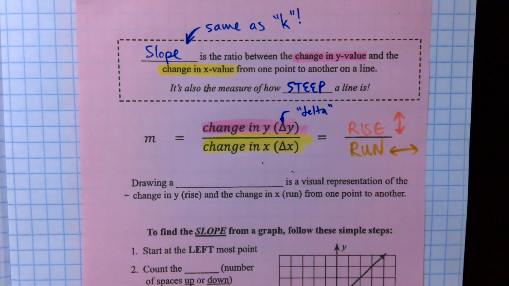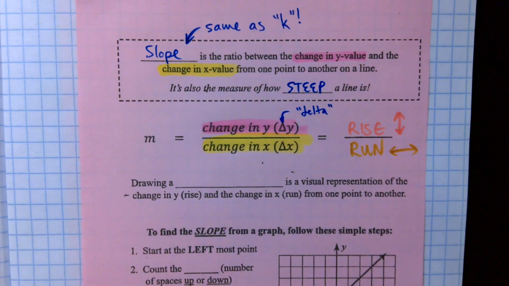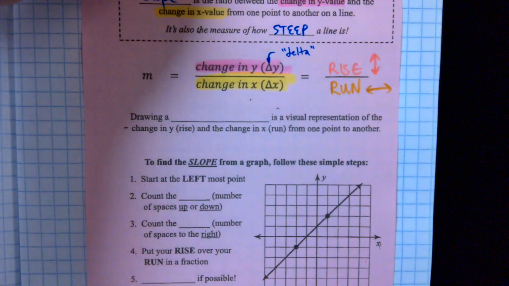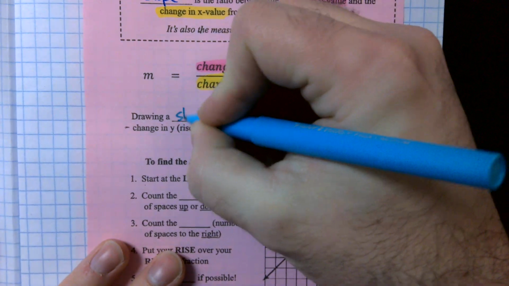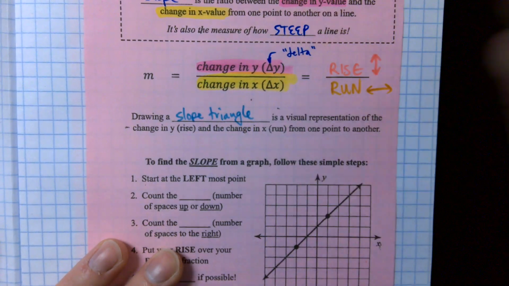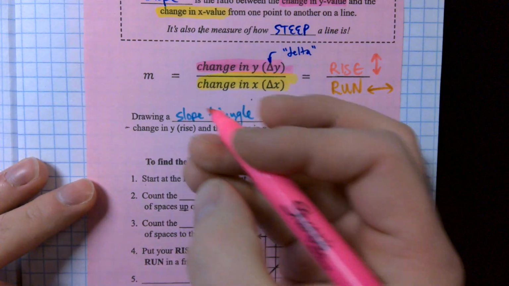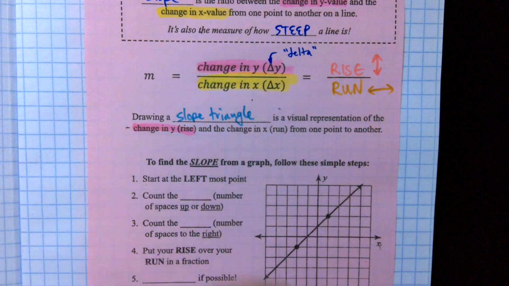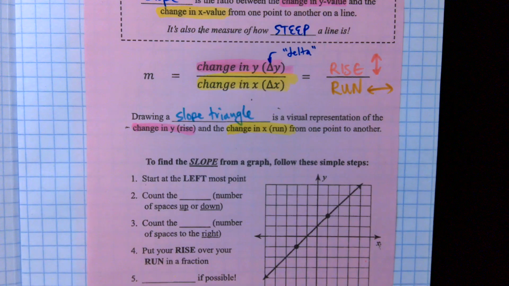Right. So rise is going up and down, run is going left and right. On a graph, we're going to need to know the difference between those two. So when I draw a slope triangle, it's basically just a visual representation, and we'll see what that looks like in a second. I don't want to overcomplicate it with words because the process of what we're doing is actually really simple.